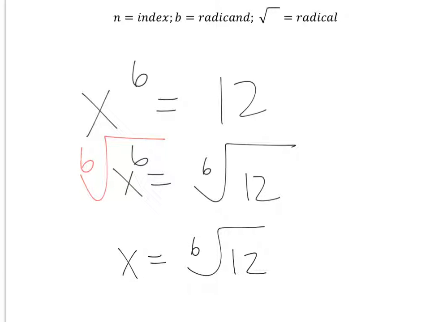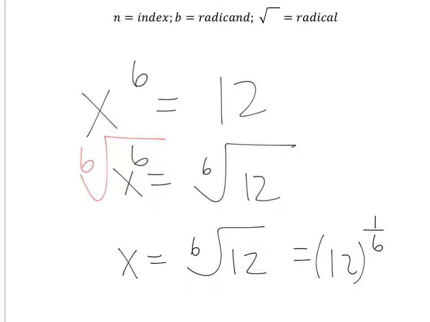Again, a root and its exponent will always cancel. If I have the 6th power, I take the 6th root. If I have the 12th power, I take the 12th root. Something you should write down, and we'll go over it at some point this year: a root is the same thing as a power, but with the exponent as the reciprocal. For example, this could be written as 12 to the 1/6 power.